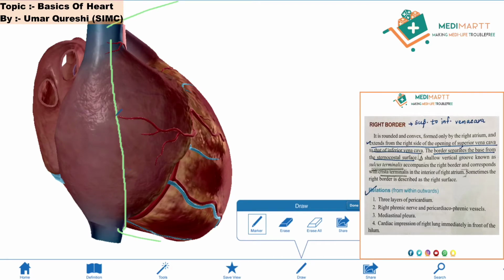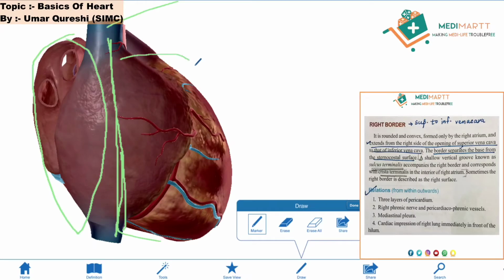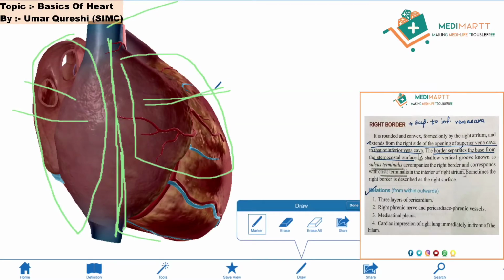Then, as this is the right border, it separates the base from the sternocostal surface. Now, what is the base? This is the base. And what is the sternocostal surface? This whole one is the sternocostal surface. So it is basically separating the base from the sternocostal surface. You have to remember this thing: the right border separates the base of the heart and the sternocostal surface. What is the sternocostal surface? You can watch our previous videos, you will find it there.